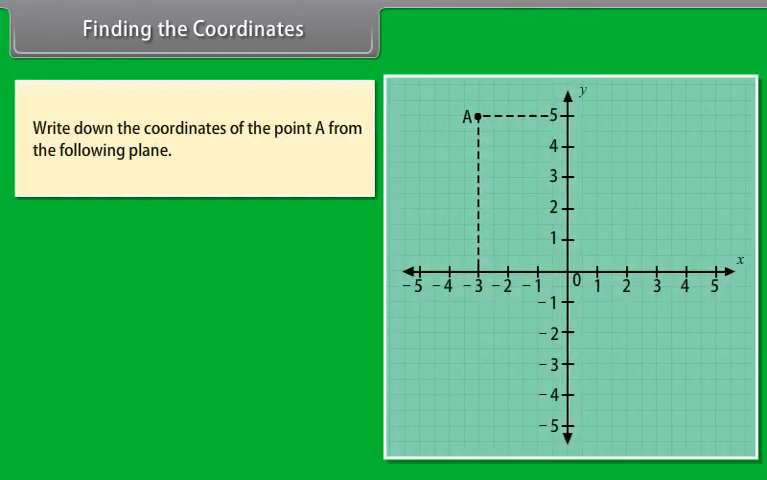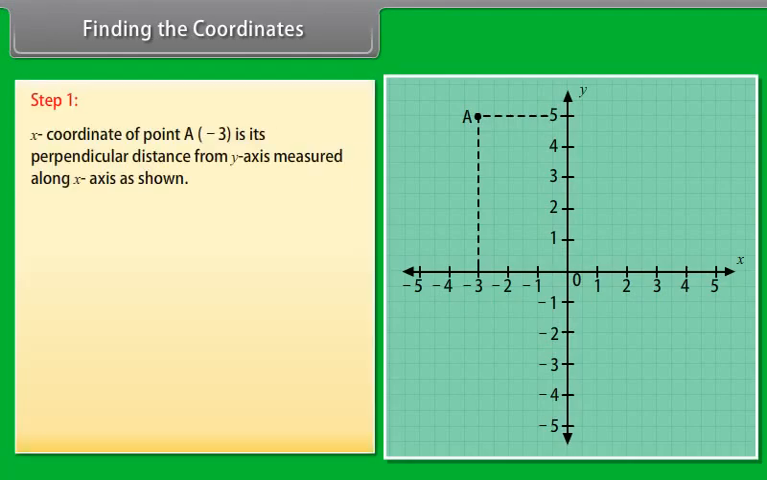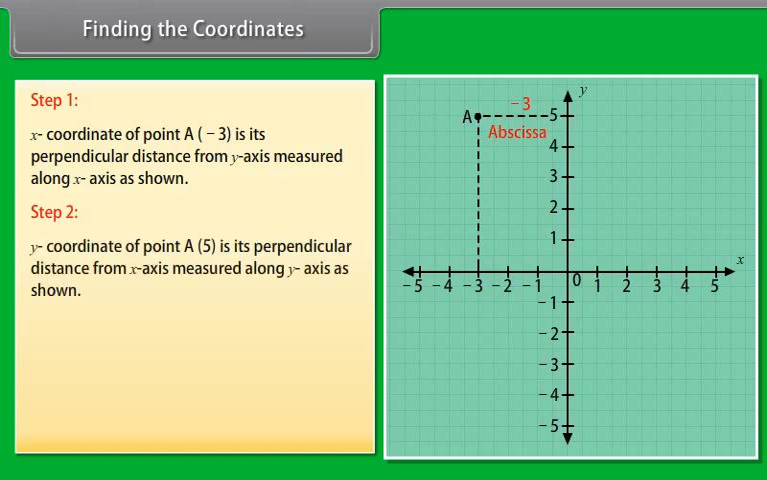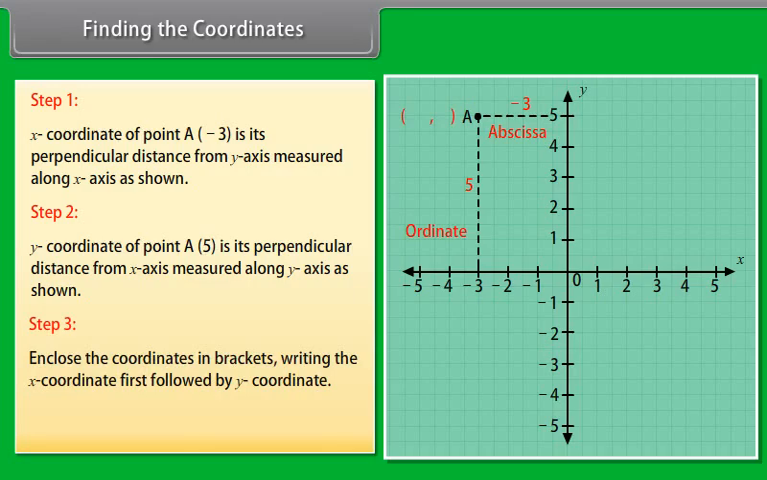Finding the coordinates. Write down the coordinates of the point A from the following plane. Step 1. X-coordinate of point A is -3. Is its perpendicular distance from y-axis measured along x-axis as shown. Step 2. Y-coordinate of point A is 5. Is its perpendicular distance from x-axis measured along y-axis as shown. Step 3. Now, enclose the coordinates in brackets by writing the x-coordinate first followed by y-coordinate. Thus, the coordinates of point A are -3, 5.